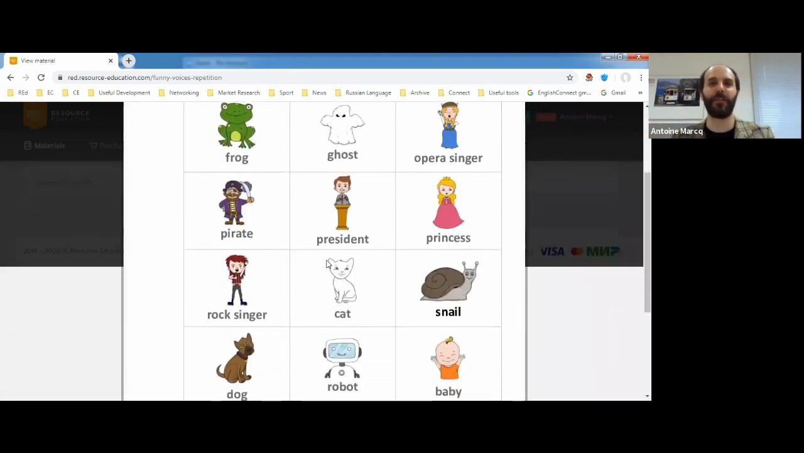So you cut these out in cards, and the student takes a card. For example, the first student's pirate, arr, arr, and they need to do the pronunciation exercise mimicking a pirate. It's loads of fun, and students can play with the language. It's a good way to engage the student.